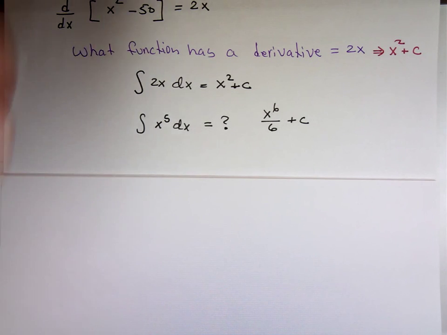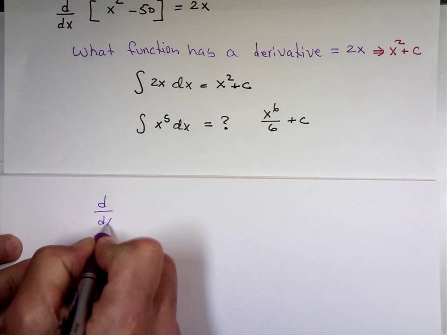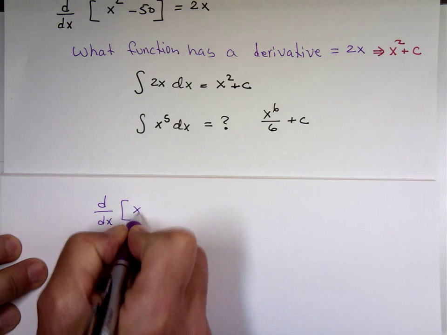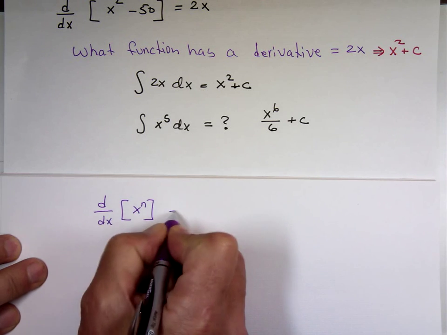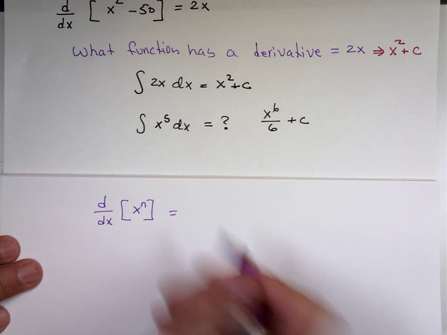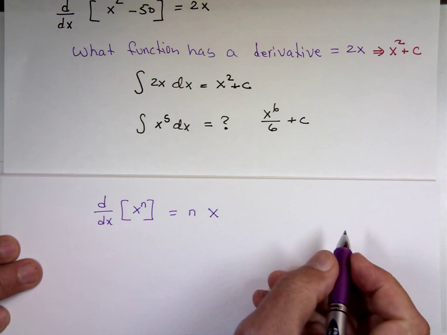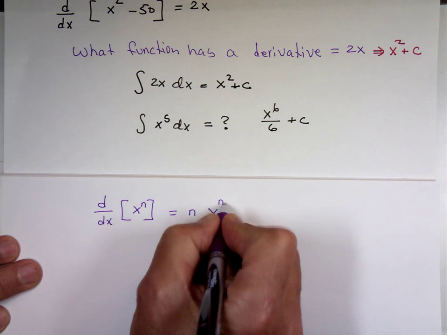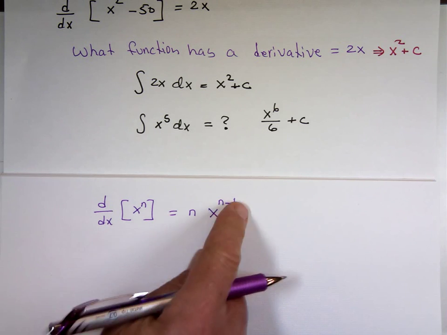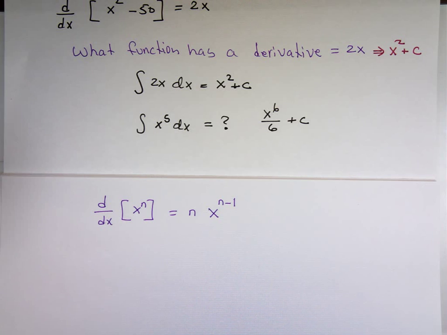Remember when we asked what's the derivative of x to the n, what was the rule? n times x to the power of what? n minus 1. We move the power to the front, we subtract 1 from the power. That's the derivative. That's not the integral.